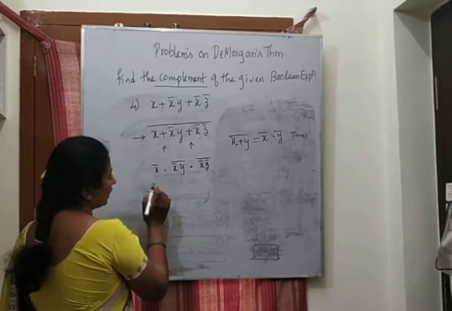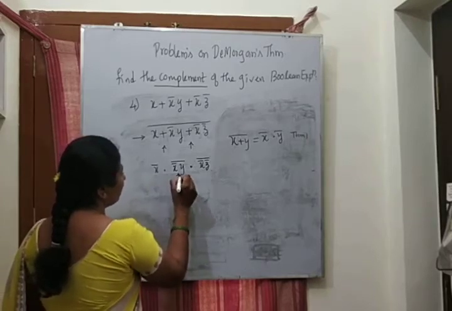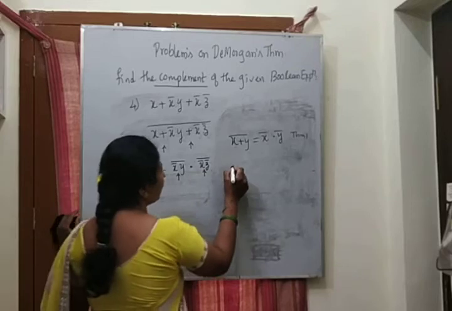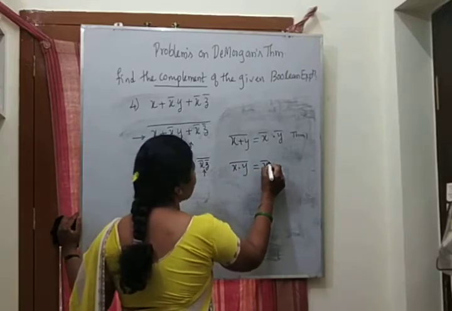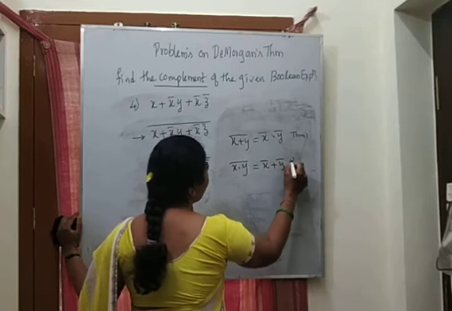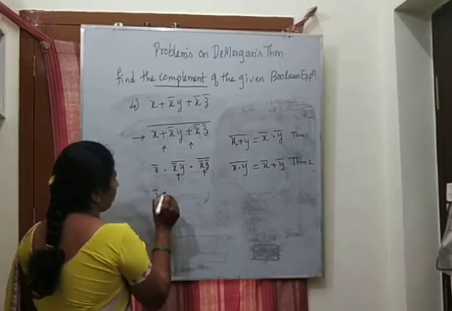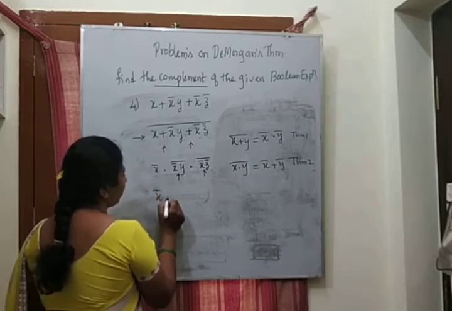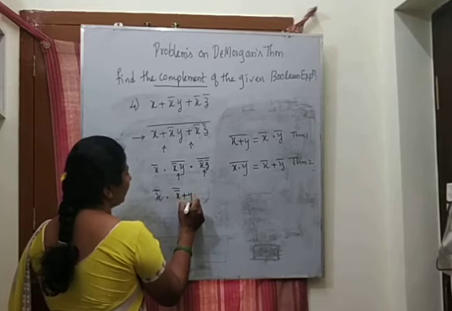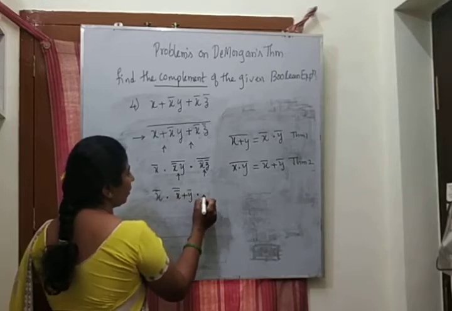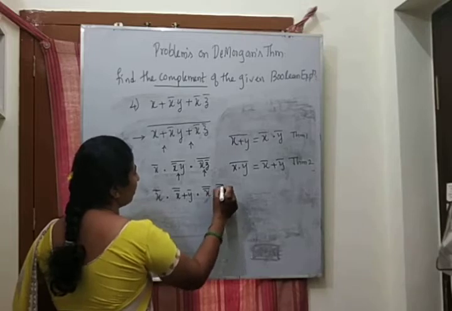Again here it is a single term as it is. No need to apply any theorem over here. Here the dot is there. Here the dot is there. X into y whole bar can be written as x complement plus y complement according to theorem number 2. X complement dot will be as it is. X double dash plus y dash dot x double dash plus z double dash.